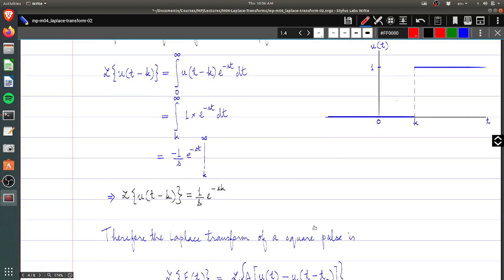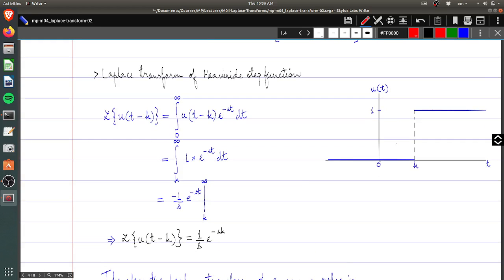So now let's try to find out the Laplace transform of the Heaviside step function. So we have a Heaviside step function here in which the step occurs at t equals k. I want to find out the Laplace transform, so I just use the definition of the Laplace transform. All I need to do is, in the integration of e to the power minus st dt, replace the function f of t with u of t minus k. So this is what I did over here.